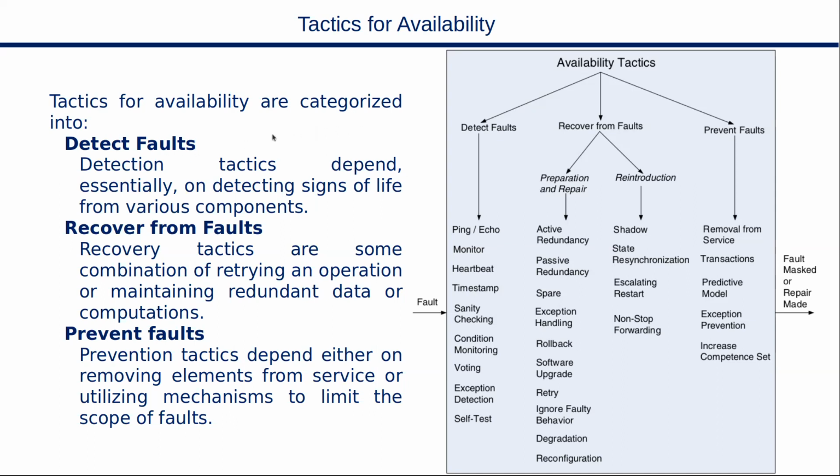So when we are talking about availability, we generally can divide into detect the fault. What does it mean? At least if the system is not available, we can detect it. There are different approaches. How can we detect? In case we already have some faults, how can we recover from it to make the system available? And how can we prevent? So detection tactics depend essentially on detecting signs of life from the various components.